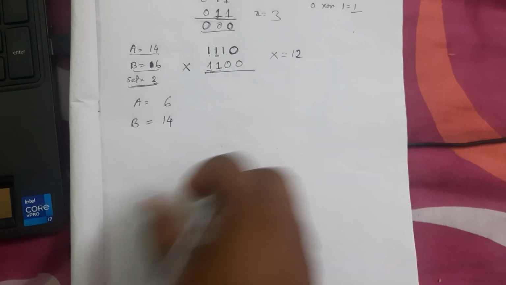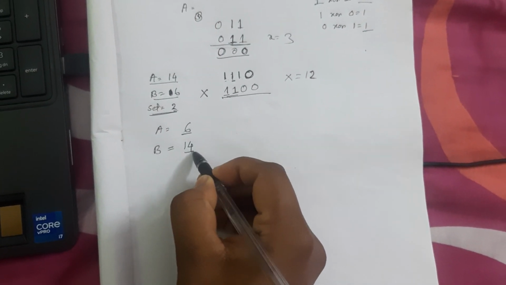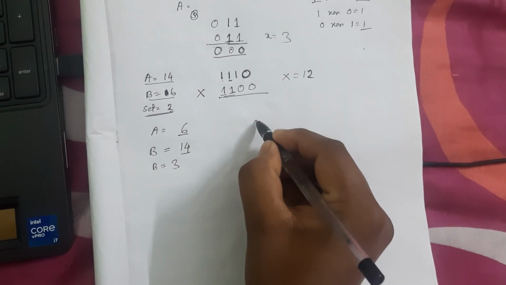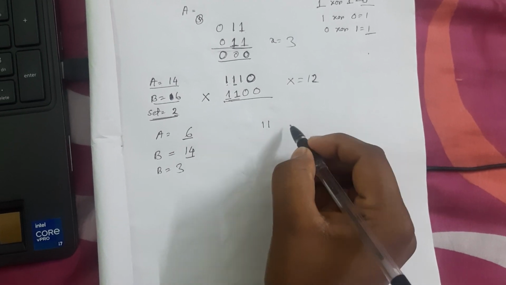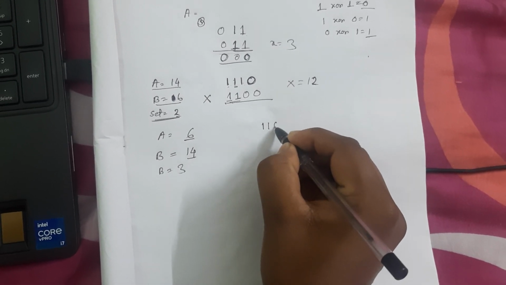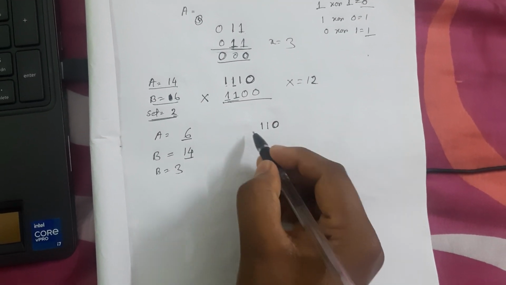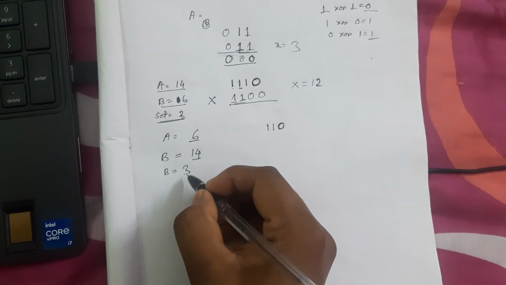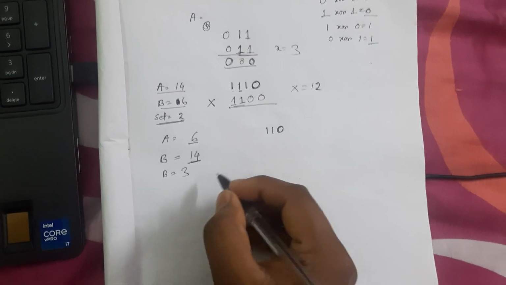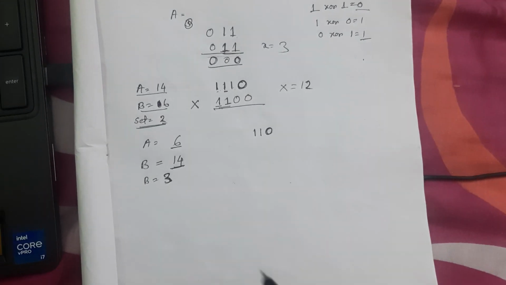Now take another example where a is 6 and b is 14. The number of set bits in b is 3, and a is 6, which is 1 1 0. Since b is 14, there are three set bits we can put.